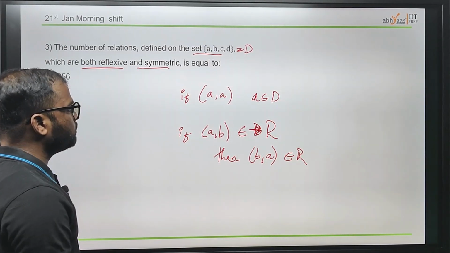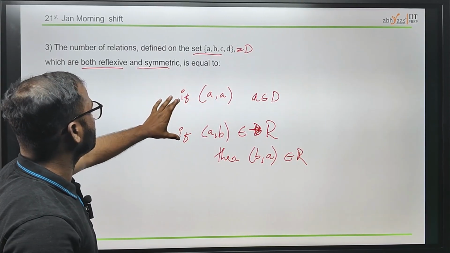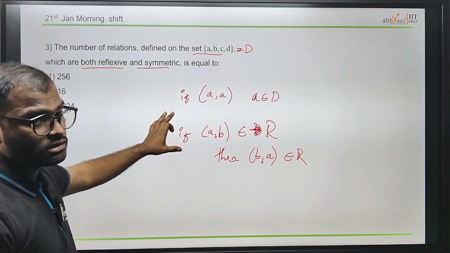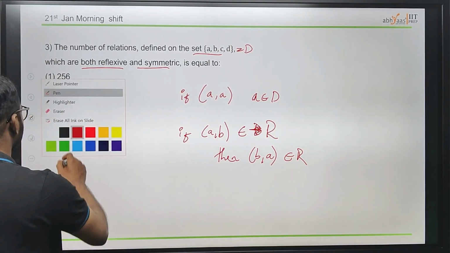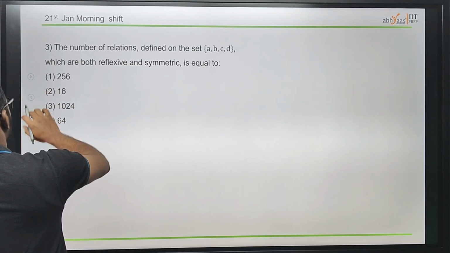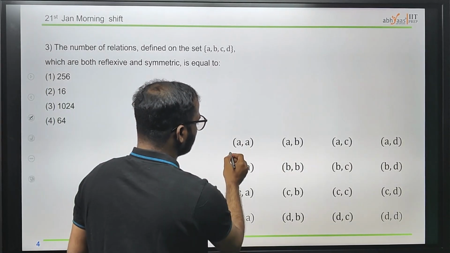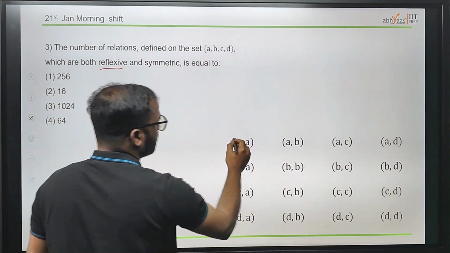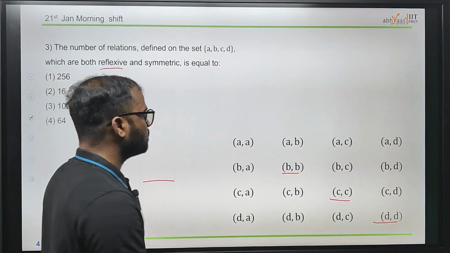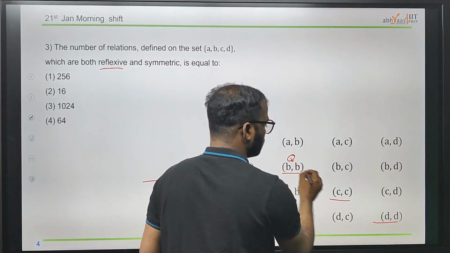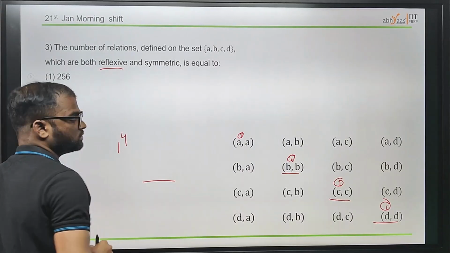Now from this, by using these two properties, reflexive and symmetric, by using these definitions we can easily solve this question. See here, from the reflexive property we have (a, a), (b, b), (c, c), (d, d). How many ways can we select these? One way each. This is nothing but 1 power 4 ways.